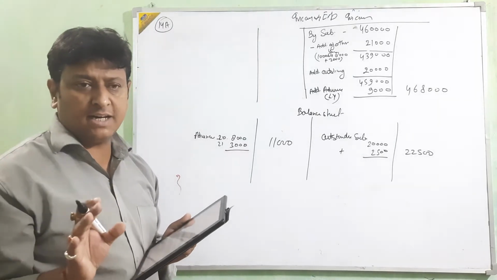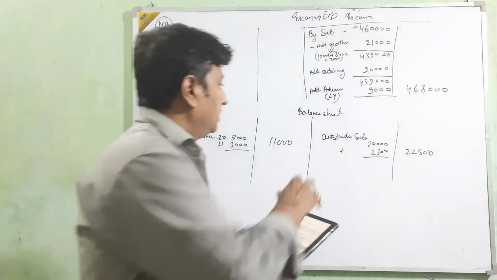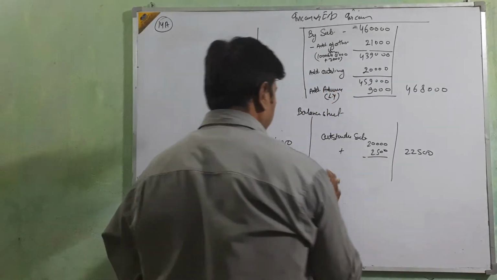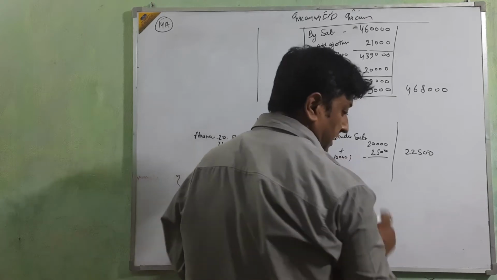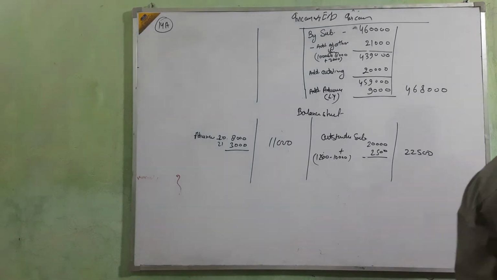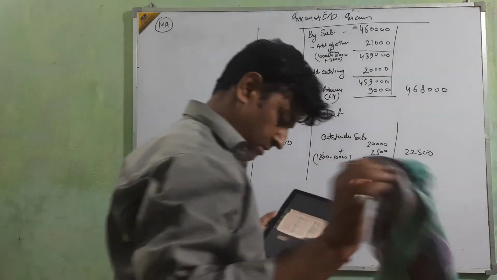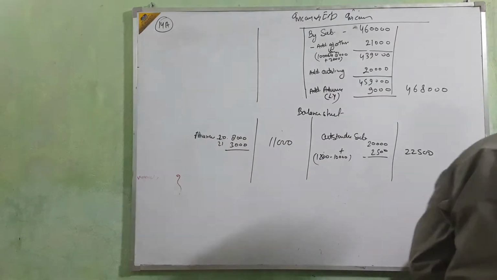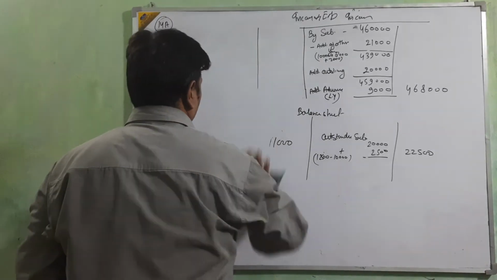Okay, beta, clear? Up to this is clear or not? This outstanding 20,000, from where is it coming? It's coming from last year's outstanding 12,500 minus the 10,000 you received. From there it came. Okay, beta, clear? If clear, then I am going for the next question.